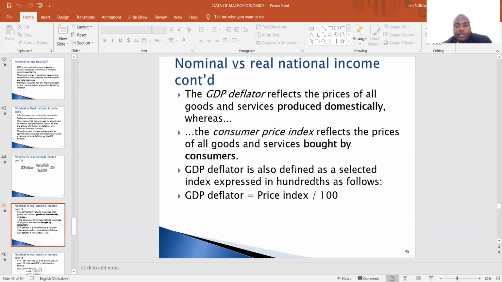The GDP deflator is also defined as a selected index, say the consumer price index or the retail price index, expressed in hundreds as follows. GDP deflator is an appropriate price index, say the consumer price index, for instance, divided by 100.